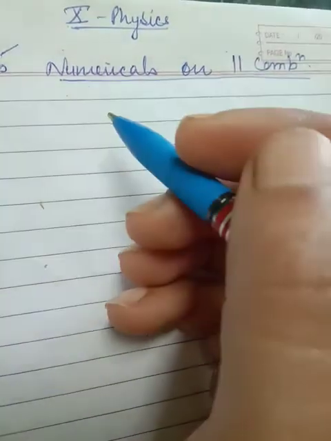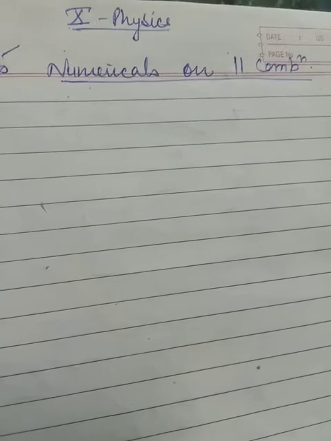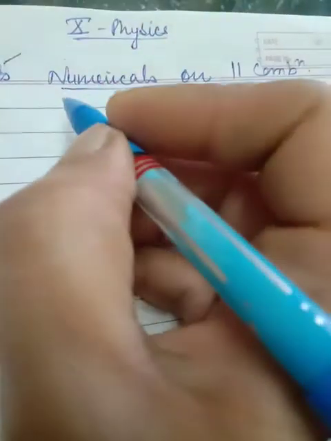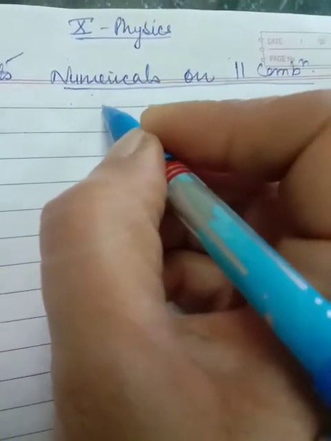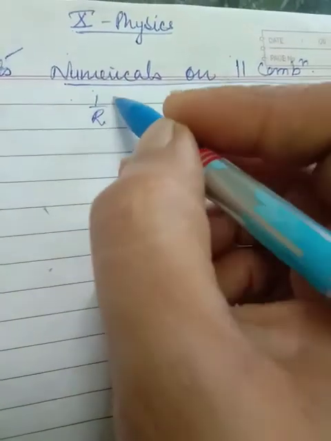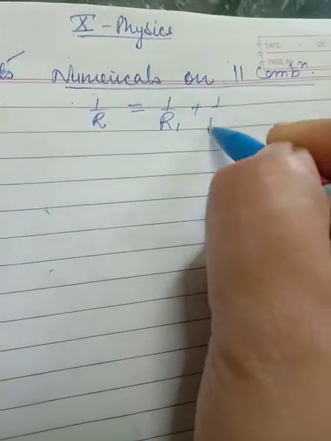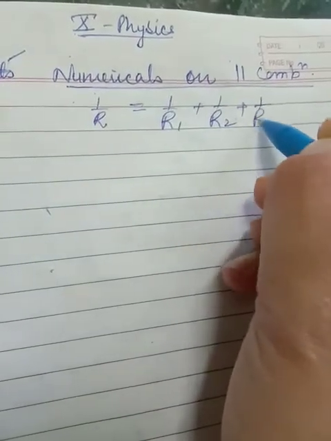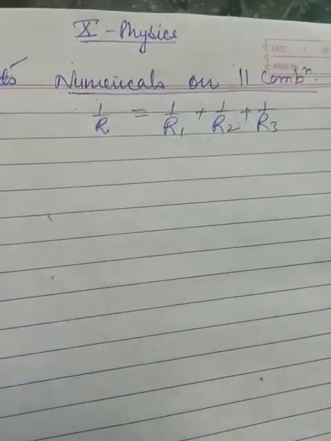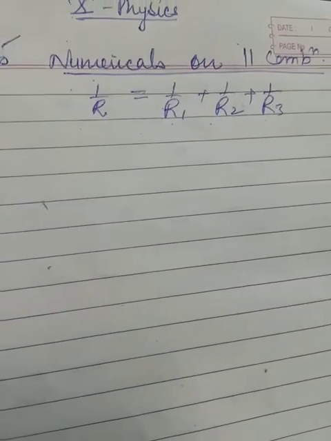Today we will discuss numericals on parallel combination of resistors. But before that, first we will discuss the formula that we have done in the previous video. The net resistance in parallel combination comes out to be 1 by R equals 1 by R1 plus 1 by R2 plus 1 by R3 and so on, where R1, R2 and R3 are the resistors in the parallel combination.